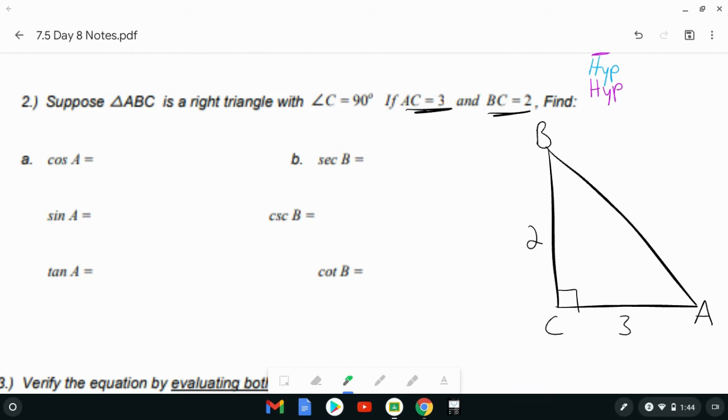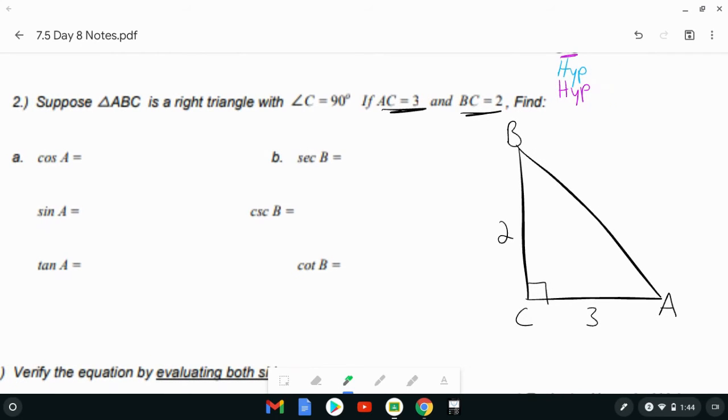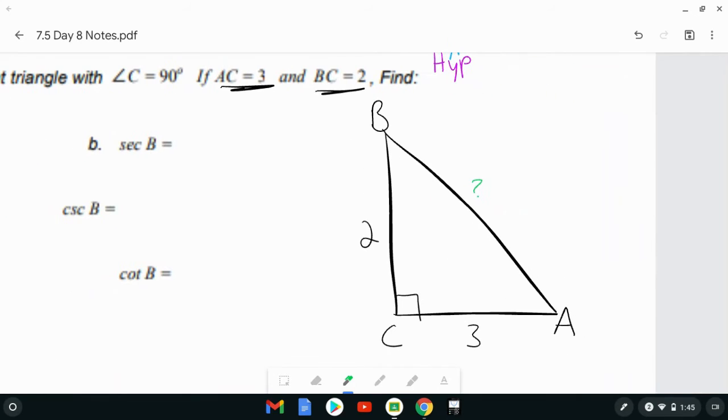So again, in order to do all of the trig ratios, we need to know that third side of a triangle. And back from Algebra 1, we know Pythagorean Theorem is exactly what we can do to get there. So we have A squared. Remember, A is the opposite side of angle A. B squared is the opposite side of angle B. And C squared is the hypotenuse. So we have 2 squared plus 3 squared equals C squared. 4 plus 9 equals C squared. So C equals the square root of 13.